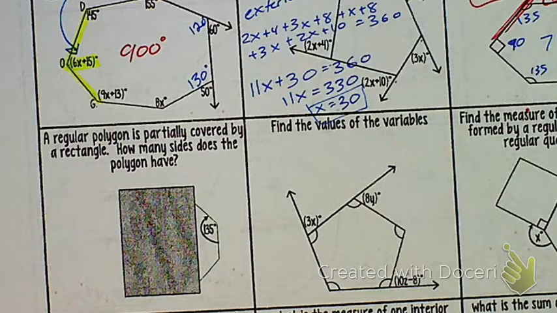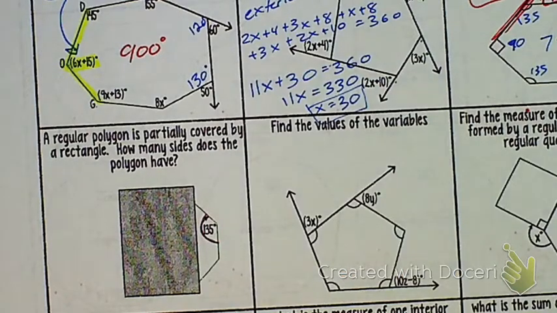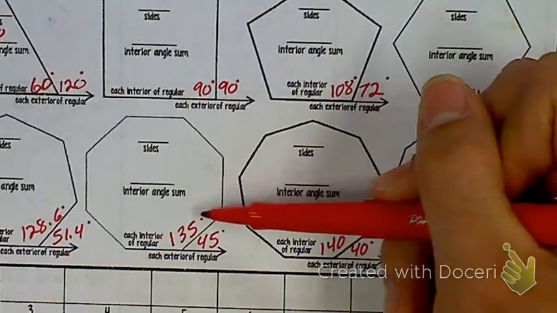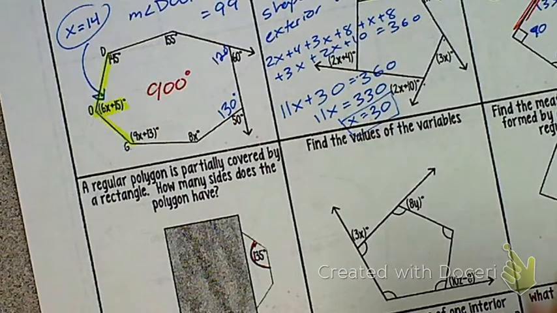Oh, I see. So if all of my angles are congruent and one of my interior is 135, how many sides does that shape have? Look at the one that has 135 on the interior. It's an octagon? Yep, right here. So an octagon has how many sides? 8.